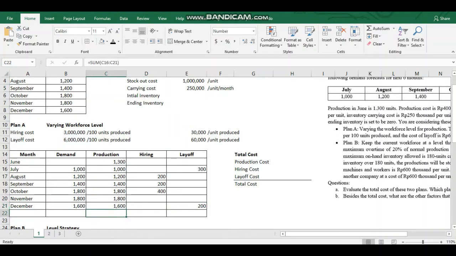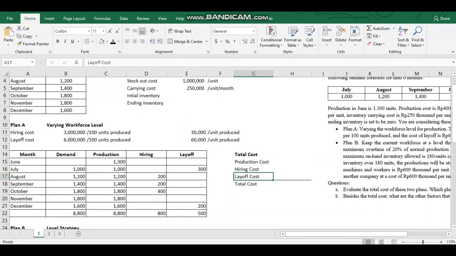Okay, and after we have determined the production and hiring and layoff, we have to sum all of them. Sum the demand, sum of the production, sum of the hiring and layoffs. Okay, after we have the total of each column, demand, production, hiring and layoff, we calculate the total cost. So basically how we get the total cost is by adding the production cost, hiring cost and layoff cost.